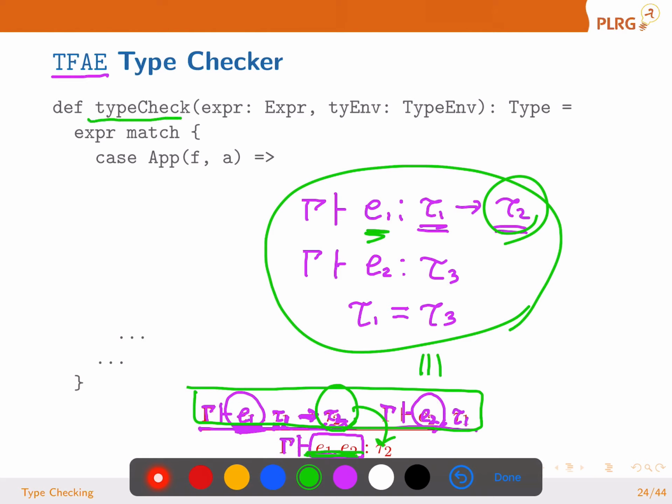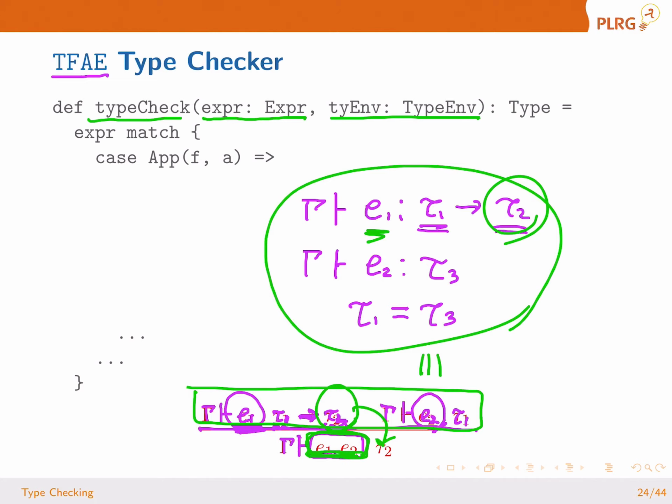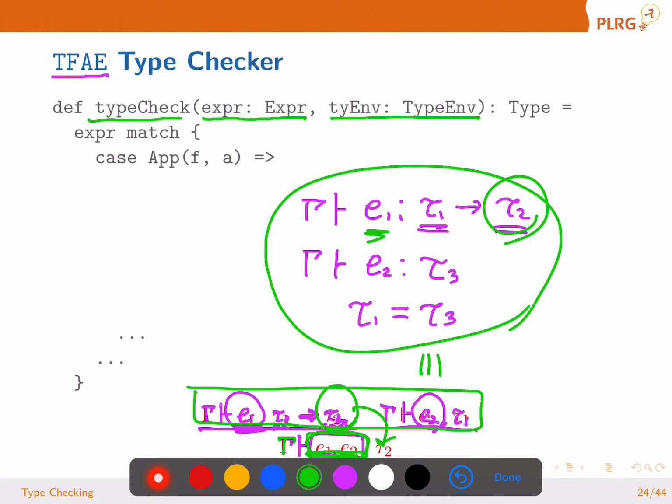Type check takes the expression to type check and the type environment. Under this type environment, when the expression is function call E1, E2, that is FA, we are going to type check F, we are going to type check A, and the type of F should be an arrow type, and the type of A should be the parameter type of that arrow type. Then the type of the whole function call is going to be the return type.